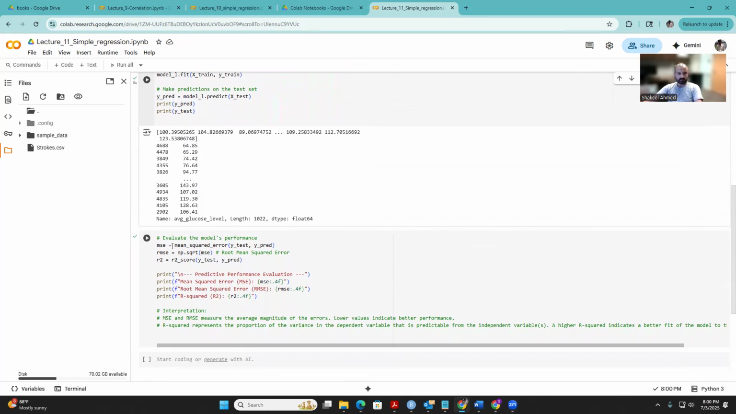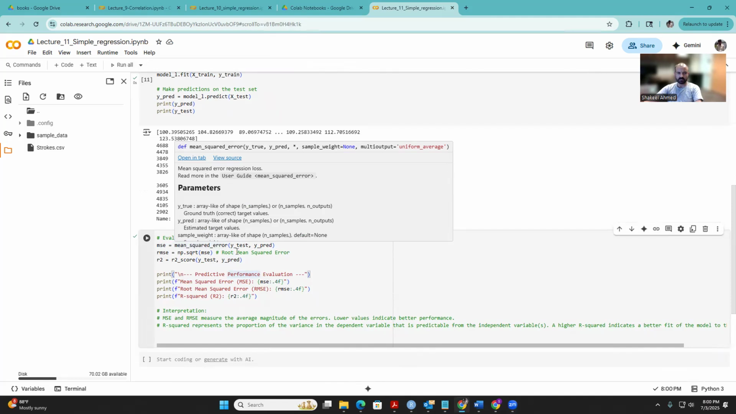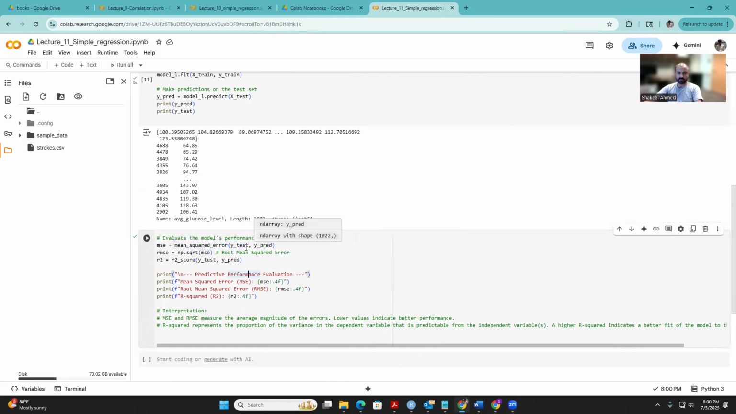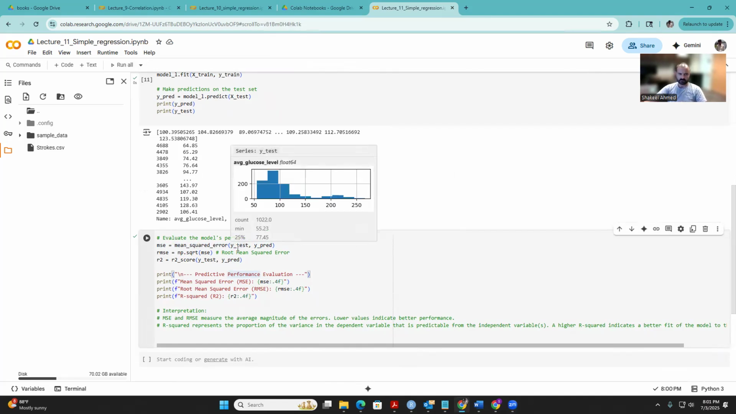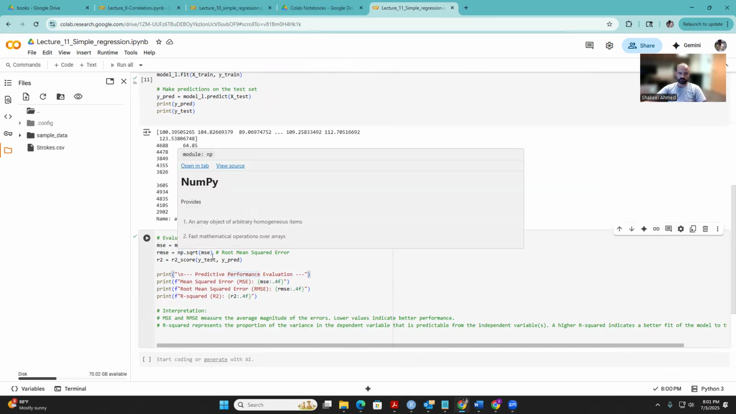Now we can find the mean squared error. Mean squared error basically finds the difference between these two vectors, then squares and sums over all test observations, and then divides by the degrees of freedom, basically the number of test observations minus the number of parameters. The root mean squared error is obtained by just taking the square root of the MSE.